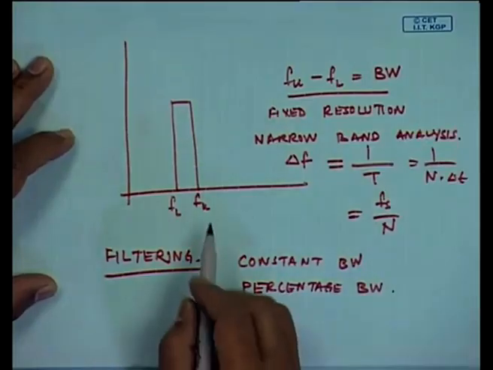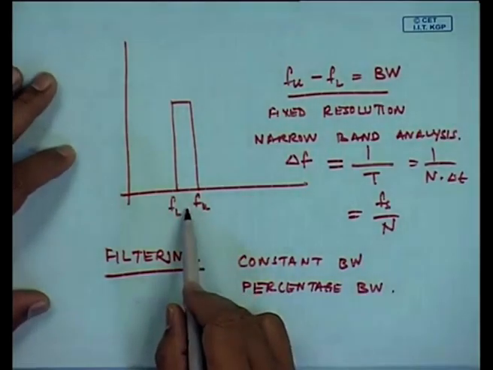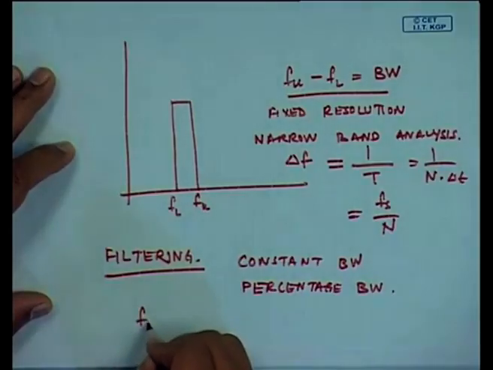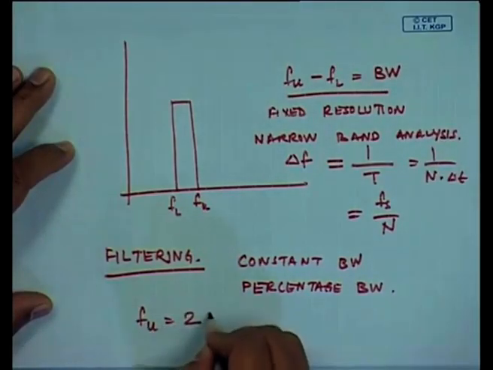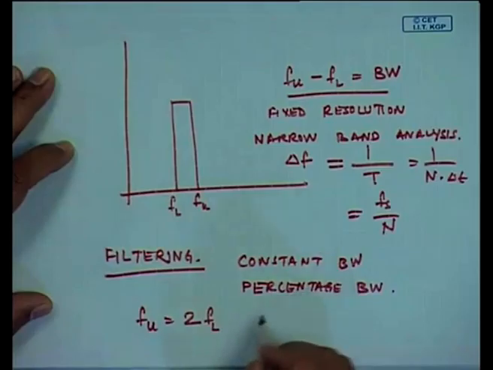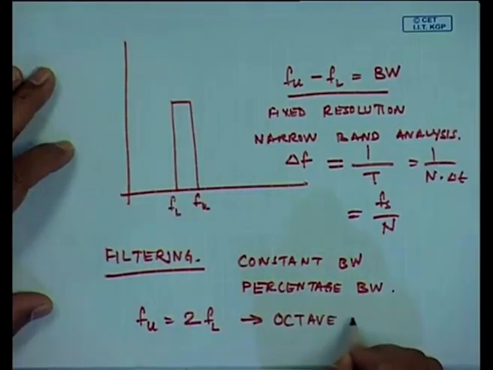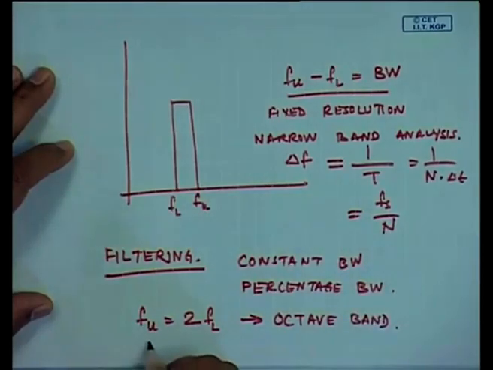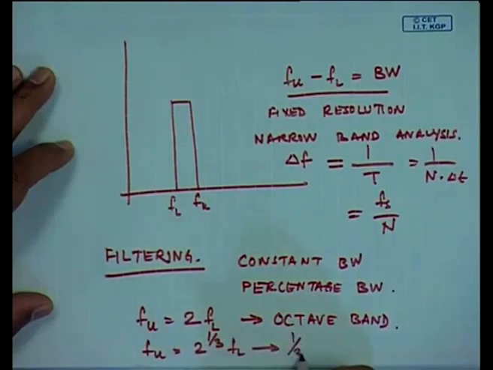In percentage bandwidth, there is a relationship between this upper frequency and lower frequency. If the upper frequency is equal to twice the lower frequency, this is what is known as an octave band, and if the upper frequency is 2 to the power 1/3 times FL, this is a 1/3 octave band.